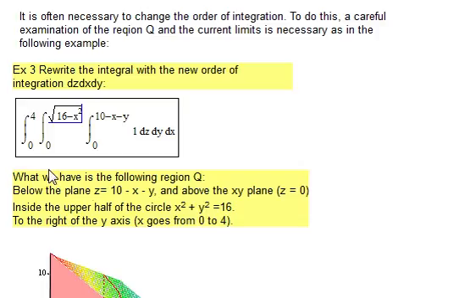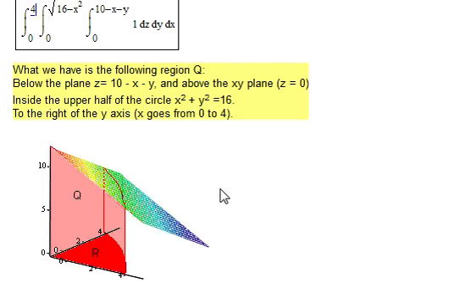So we got a semicircle, and x goes from 0 to 4, so we're starting at the yz plane and going out to 4. So here's that region described in the picture. The rainbow color is the plane, z equals 10 minus x minus y, and above the xy plane, that's where this little red quarter circle is. It would have been a semicircle, but then x only goes from 0 to 4, so we chopped off that part of it. So this hue, the pinkish above the red, below the rainbow, and inside this quarter circle.